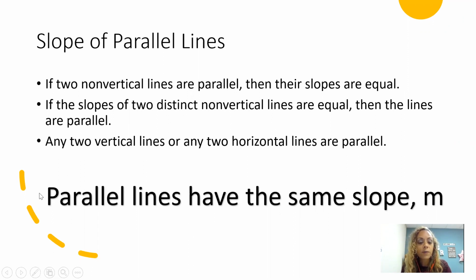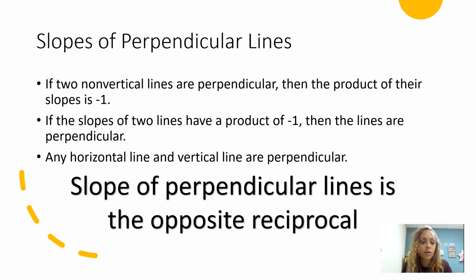One of the biggest things we need to make sure we capture is parallel lines have the same slope. Remember, we use the letter m for our slope symbol. Okay, so let's go into perpendicular lines and see how they differ. If two non-vertical lines are perpendicular, then the product of their slopes is -1. If the slopes of two lines have a product of -1, then the lines are perpendicular. Finally, any horizontal line and vertical line are perpendicular.